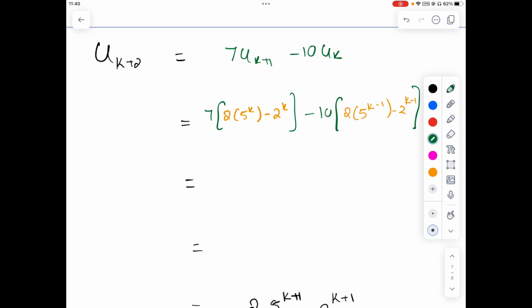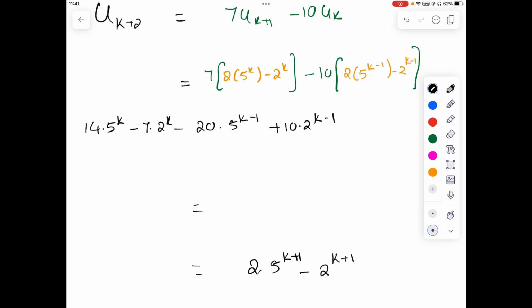Now we have to simplify this one. What does it become? 7 times 2 is 14 times 5^k, minus 7 times 2 times 2^k, minus 20 times 5^(k minus 1), plus 10 times 2^k. See the requirement: I require 2 times 5^(k+1) and 2^(k+1). So first I'll take 5^k common in both. If I take 5^k common, it becomes (14 minus 20 times 5^(-1)).